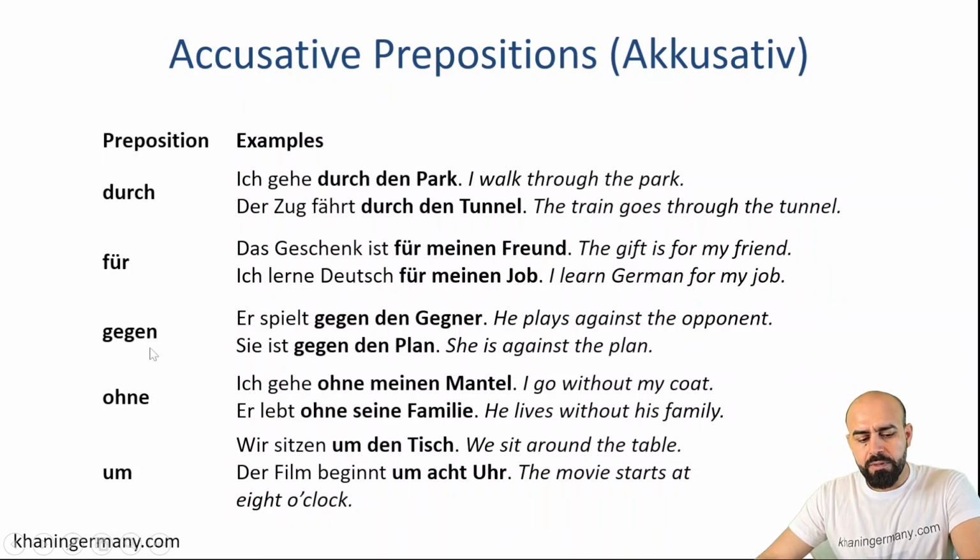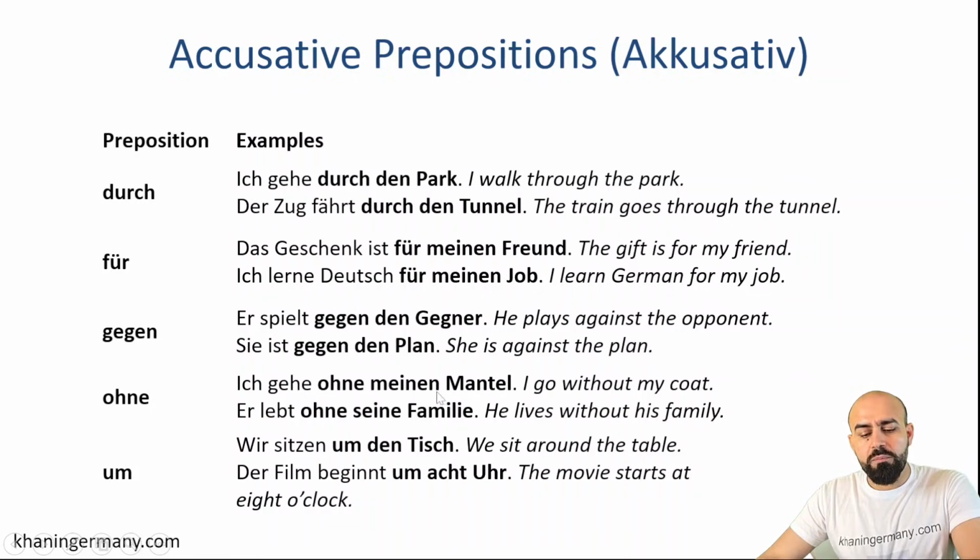Yeah? And then gegen. Spielt gegen den Gegner. Okay, opponent. Der Gegner will become den Gegner because of the preposition gegen. Okay. Sie ist gegen den Plan. Der Plan will become den Plan. So spielt gegen den Gegner means he plays against the opponent. Yeah. And then sie ist gegen den Plan. She's against the plan.